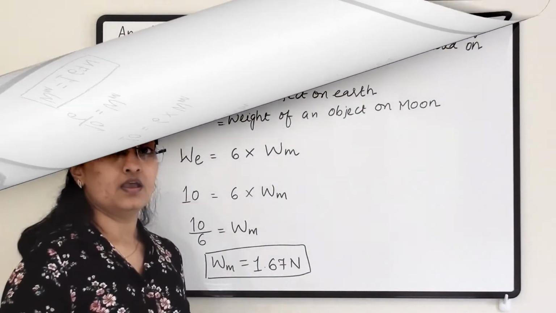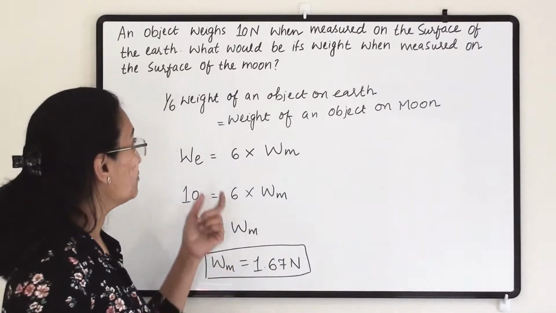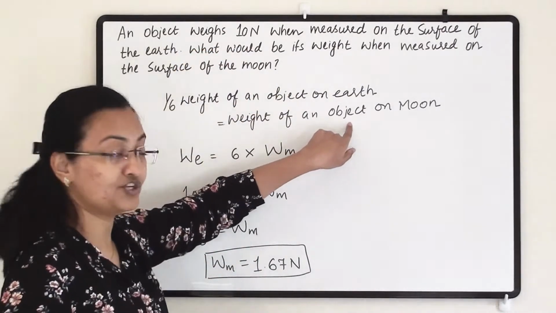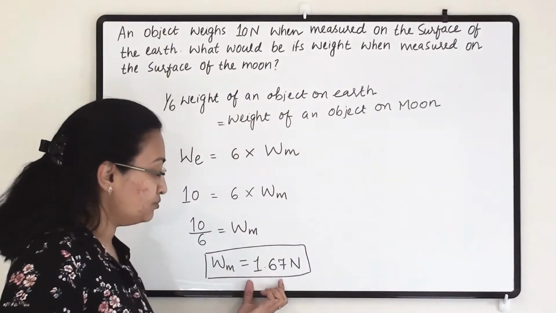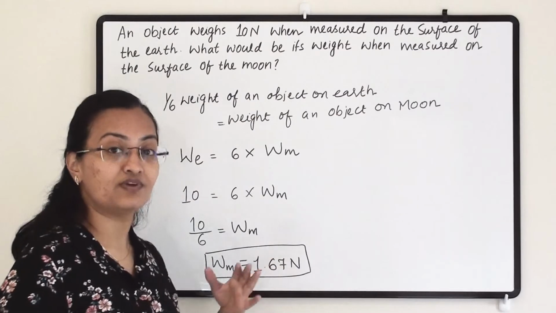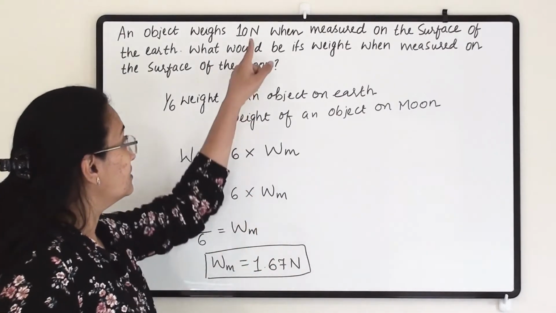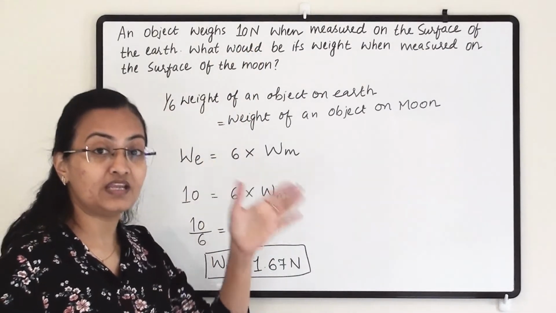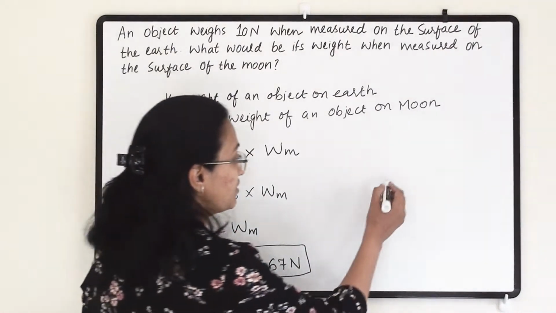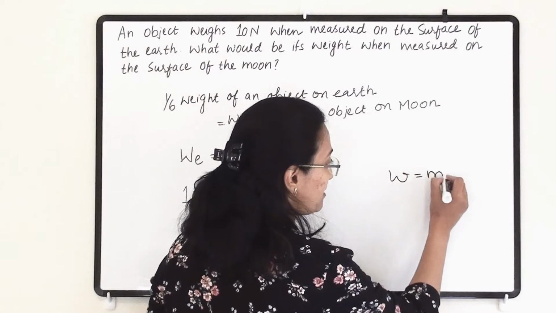So this is the answer for this question: the weight of an object on the moon will be 1.67 Newton. And why is there a difference in the weight of an object on the earth and on the moon? On the moon the weight is very less because its gravitational force is very less, whereas the earth's gravitational force is very high. That's why the object's weight will be high, because weight equals m into g.